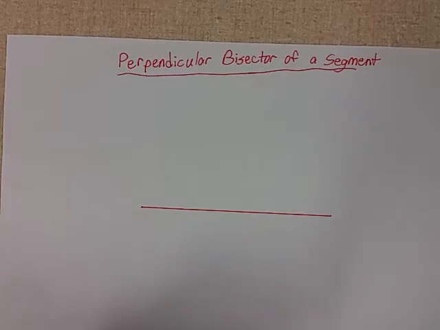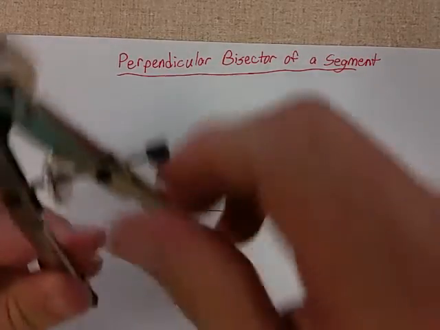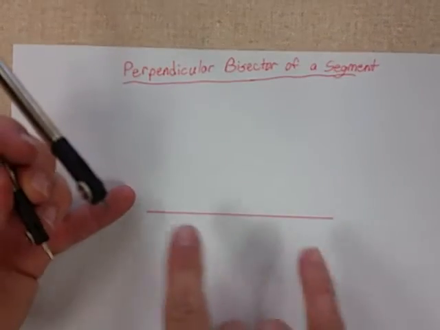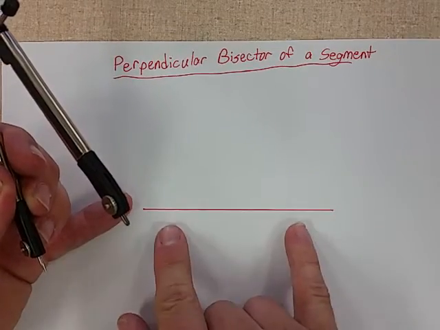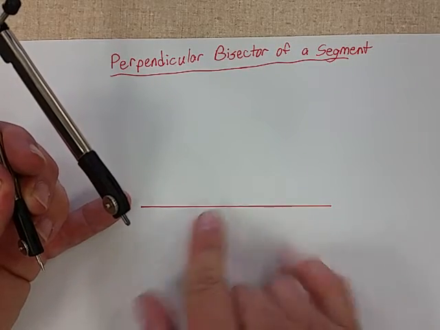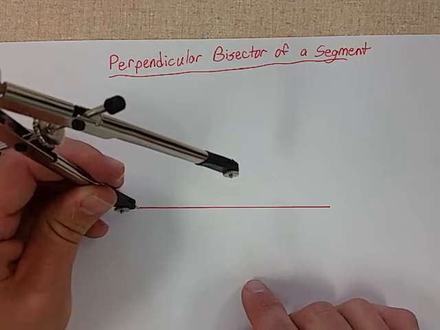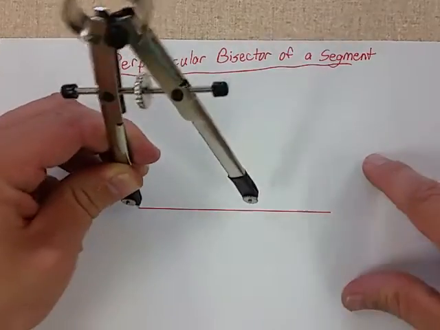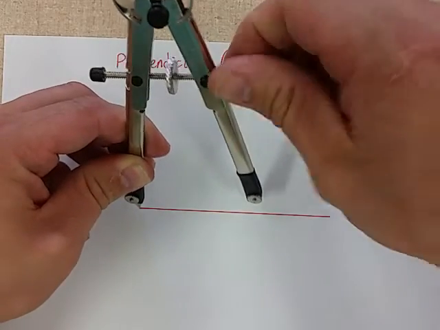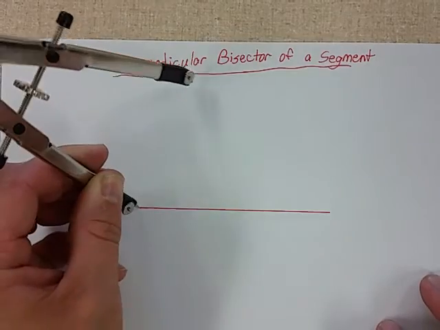Alright, this is a construction that gets used a lot. A perpendicular bisector of a segment. I'm going to make a line that is perpendicular to this original segment. Also, it's going to intersect this original segment at its midpoint. How am I going to do that? Take your compass, put the point of the compass on one of the two endpoints. Make sure that your compass goes further than halfway. It could actually be set to longer than the segment if you like.